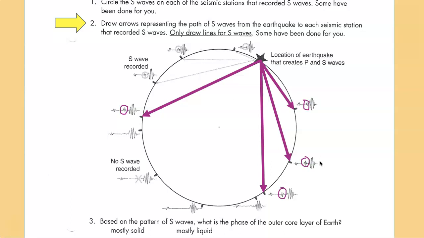Now, I mentioned to you in a previous video that the earthquake waves actually sort of curve as they go down and up, they bend. Don't worry about that. We're just simplifying this with straight lines. Based on the pattern, what is the phase of the outer core? Well, undoubtedly it must be liquid, because it's not passing through any of this region, and that's where we believe the outer core is.